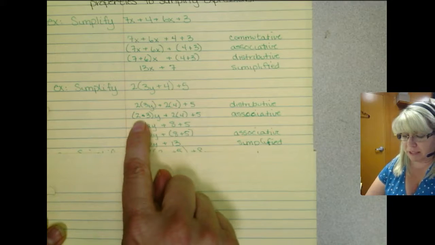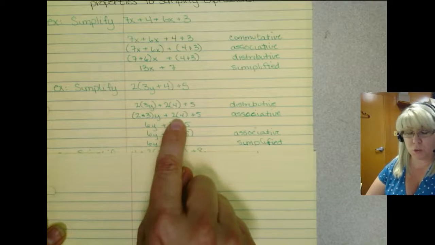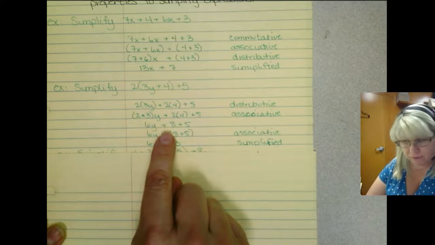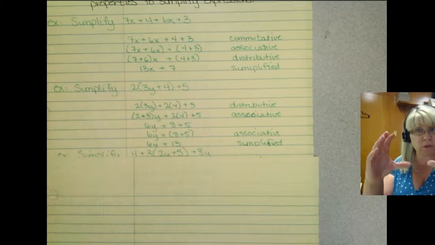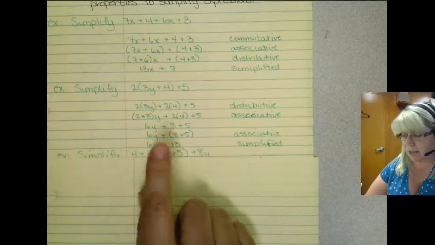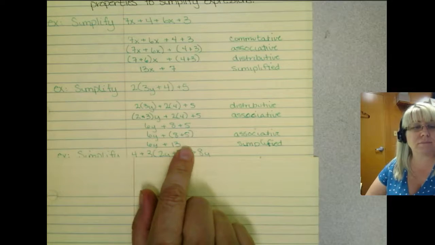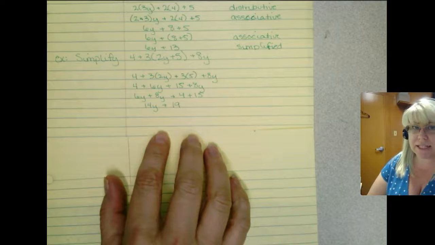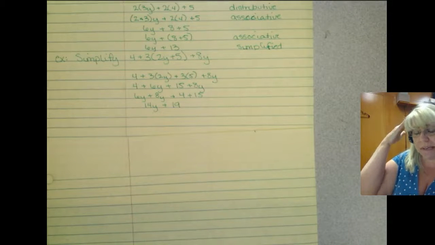Now let's simplify this a little. I know what 2 times 3 is, that's 6. I know what 4 times 2 is, that's 8. So I have 6y plus 8 plus 5. And then finally, we're still using associative because I'm only doing the constants together. And I finally get 6y plus 13. Now you're probably still doing all of these steps, but you're doing a lot of them in your head. You're just following the rules and not writing it down.